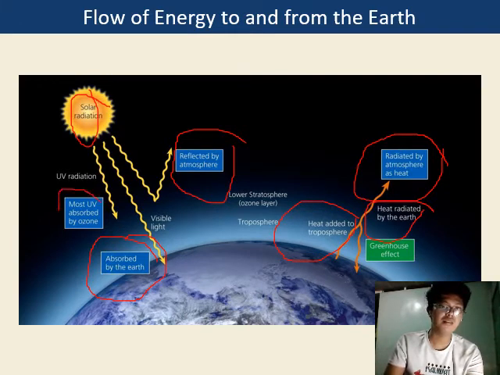So most of the UV is also absorbed by the ozone layer present in the stratosphere. So this natural phenomenon is what supports life on Earth. Now, another phenomenon that is naturally occurring is the greenhouse effect.